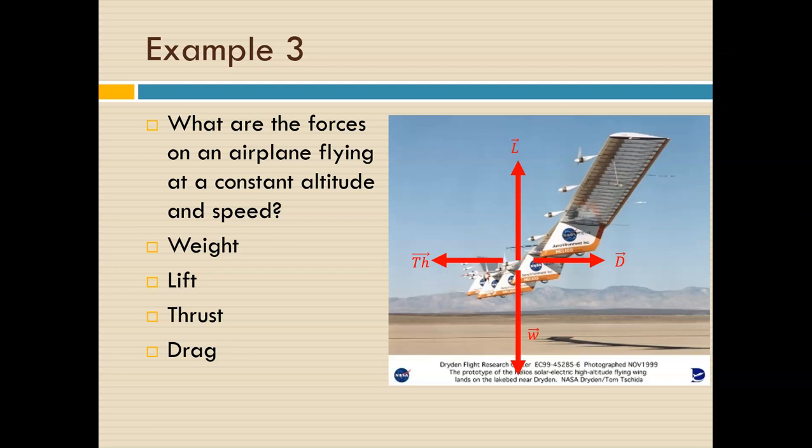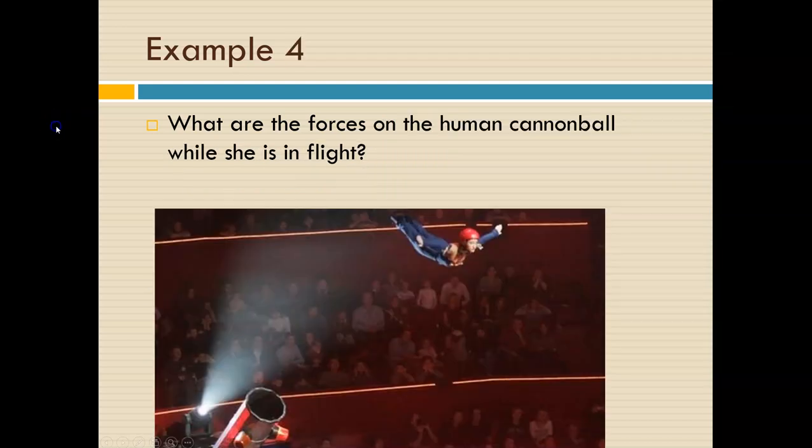All right, I got another question. I got another one for you, and this will finish it up. What are the forces on the human cannonball while she's flying? So what are the forces acting on the human cannonball? Name one. Yes? Weight, yes, because the Earth is acting on her, pulling her downward. What else? Drag, air resistance. She's moving through the air. So therefore, she's going to have air resistance pushing against her. What else?